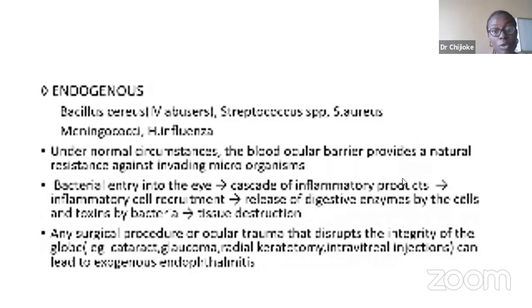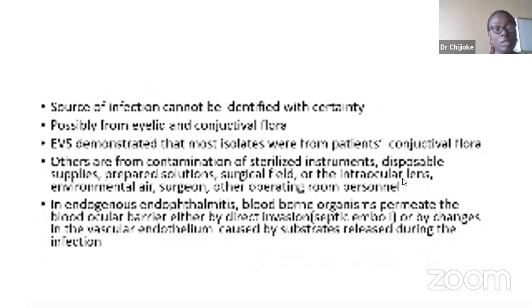Any surgical procedure or ocular trauma that disrupts the integrity of the globe, like cataract surgery, glaucoma surgery, radial keratotomy, intravitreal injections, can lead to exogenous endophthalmitis. The source of infection for endophthalmitis cannot be identified with certainty. It's possibly from eyelid and conjunctival flora.